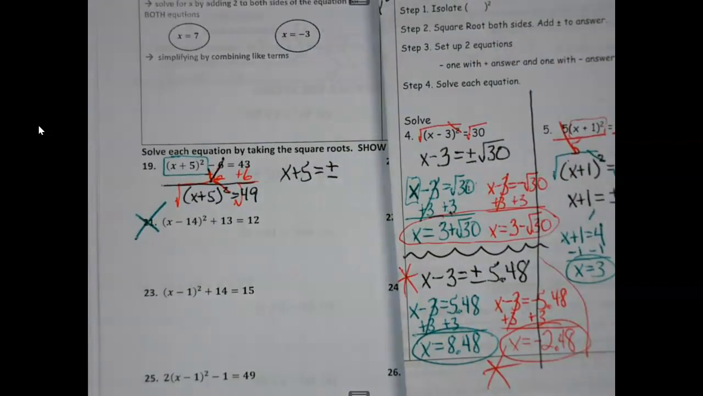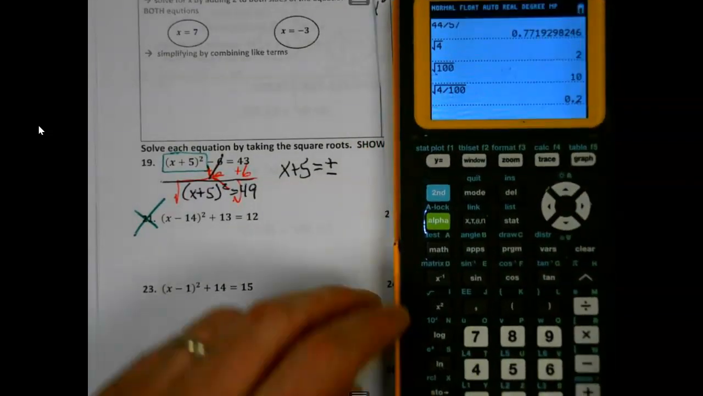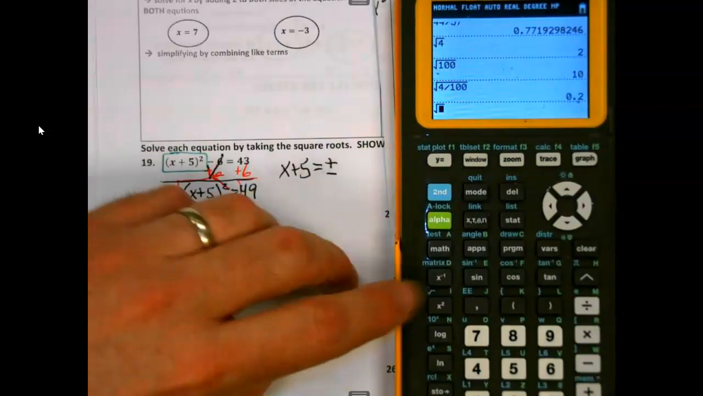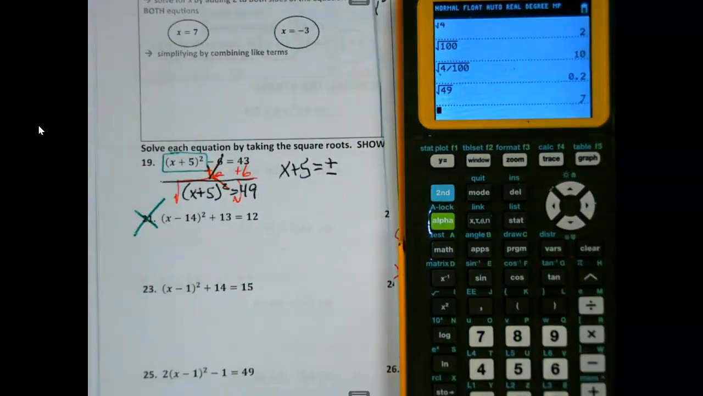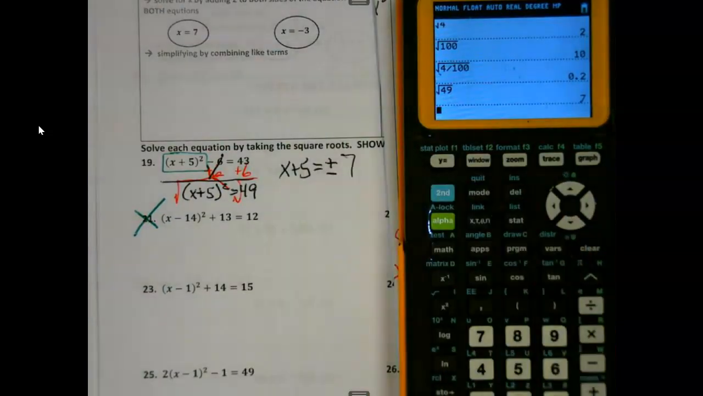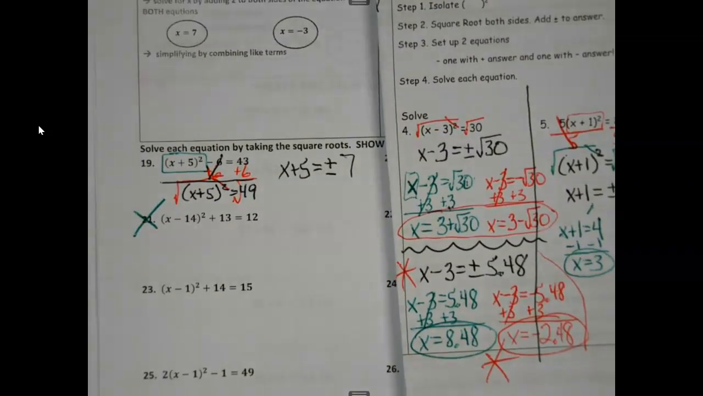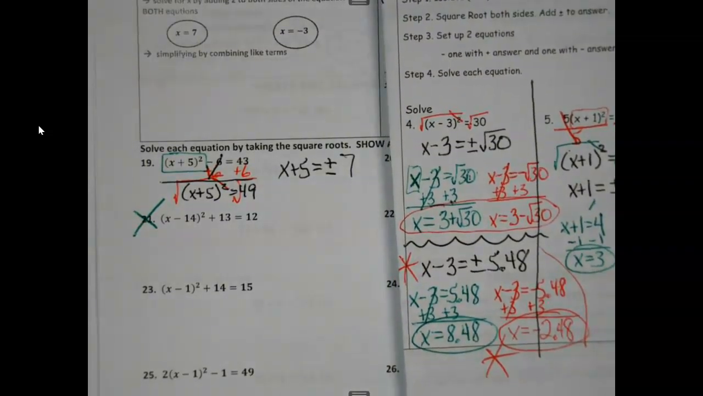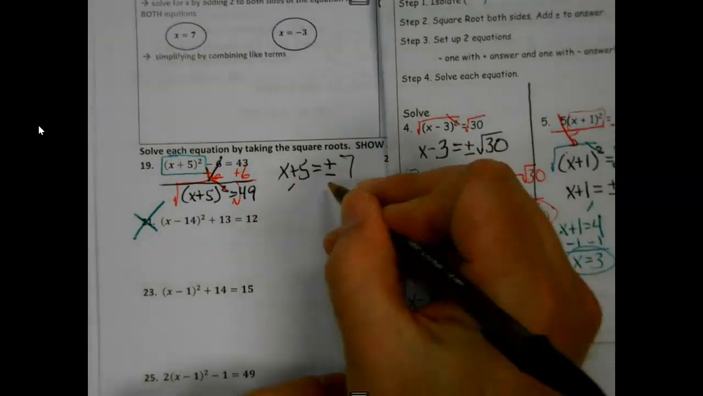Now, if I know what the square root of 49 is already, because it's a perfect square, that's cool. If I'm not sure, again, second and x squared, there's my square root. And once we're rid of the radical, we need two answers. So, like what we did on Friday, we're going to break it into two equations.